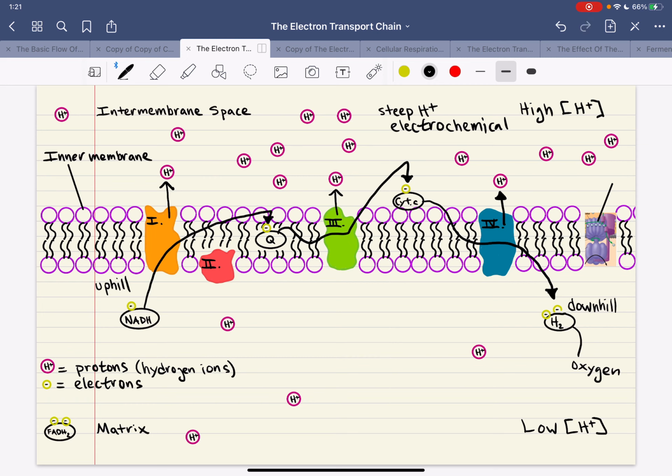So if you remember back to the overall equation for cellular respiration, you start with glucose, you start with oxygen, and you come out with CO2, ATP, and water. This is where the water comes from. Your oxygen gets turned into water.